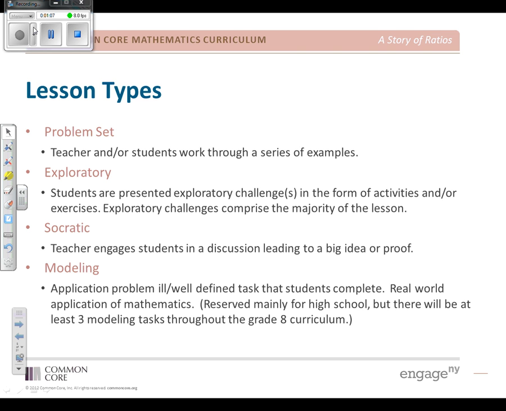Exploratory usually has challenges or activities or exercises, and they comprise the majority of the lesson. Socratic discussions, 10 minutes or so, you're looking at a big idea and you're going deeper with it through a discussion. And modeling, that is integral to mathematics, especially in the high school, where you're having ill or well-defined tasks, and then the students have to provide the structure to solve it using hand-drawn models usually, or other models that help them solve real-world tasks.